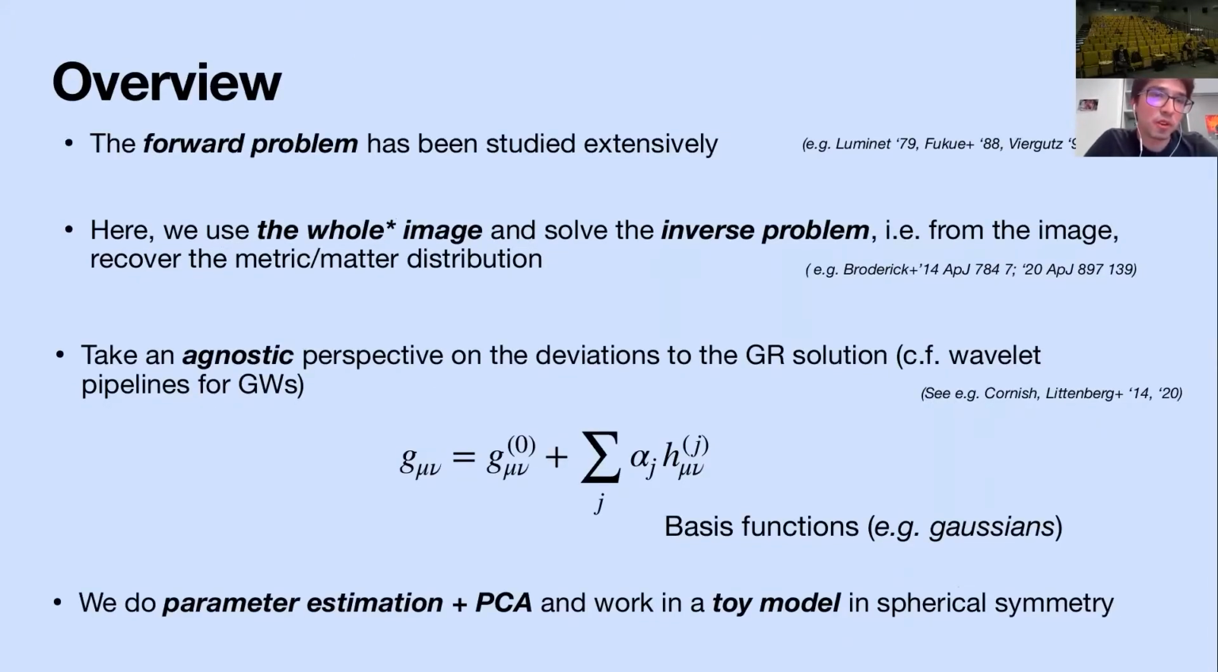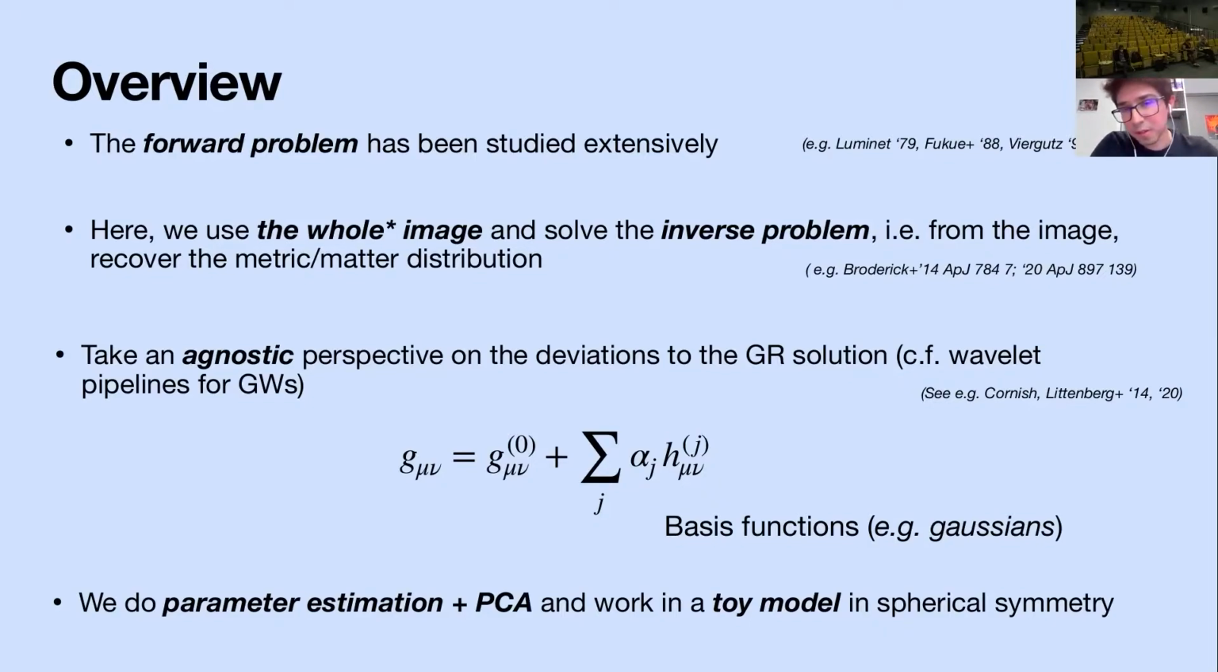So let me give you an overview of what we're trying to improve in this work. To begin with, the forward problem is that of computing a black hole image from a known metric and a known matter profile. And this has been studied extensively since the 70s. In this project, we're trying to solve the inverse problem. That is, we want to start from a black hole image and, from this information, try to reconstruct or recover what the matter and the metric functions were that produced this image.